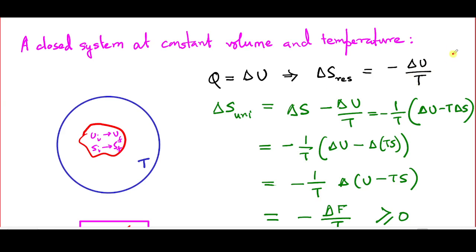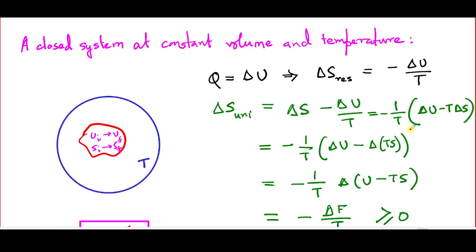You just divide this heat flowing into the reservoir minus delta U by its temperature T. Remember, in this case, the temperature T is not only the temperature of the reservoir, it's also the temperature of the system because it's held in thermal contact with this reservoir throughout. Now, what about the entropy change of the universe? Remember, that is what is supposed to be non-negative. That's of course delta S, the entropy change of the system, minus delta U by T.